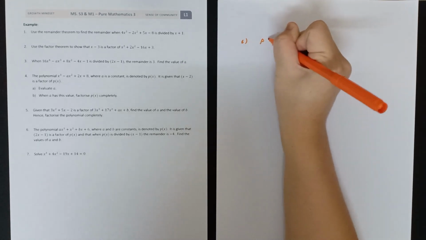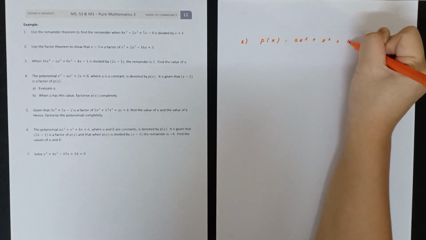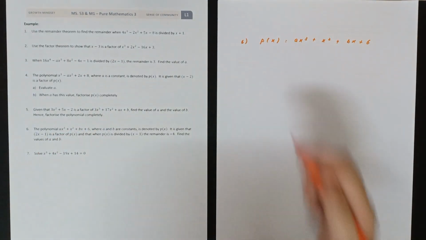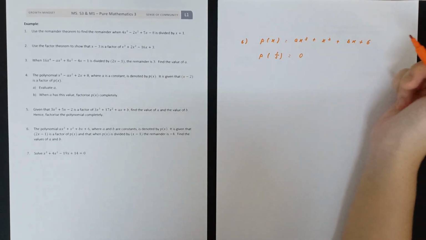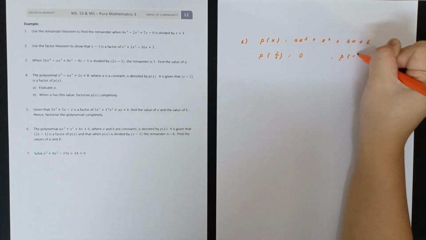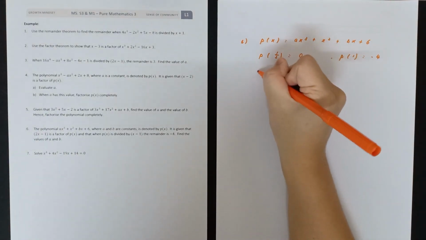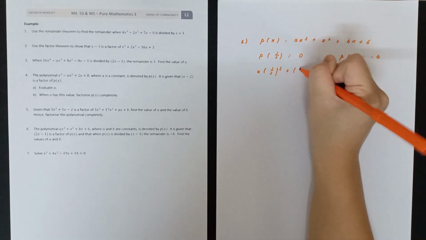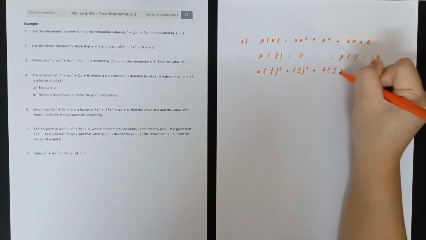How are you going to do that? So p(x) will be equal to ax cubed plus x squared plus bx plus 6. Same thing, if it's a factor, when you substitute you should get 0. So p(1/2) gives you a remainder of 0. The other one, p(1), will give you negative 4. So now, two equations, so simultaneous equations again. For this part, you should already know how to continue. You can try to do it yourself, then compare your answer afterwards.